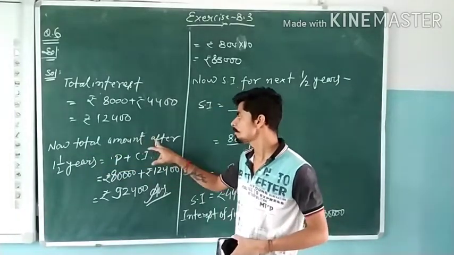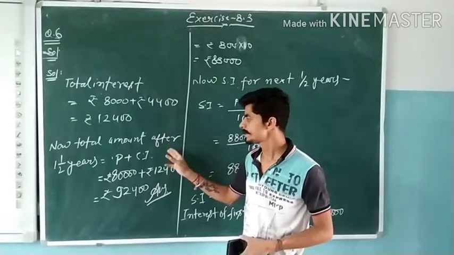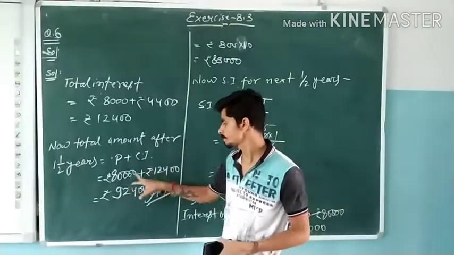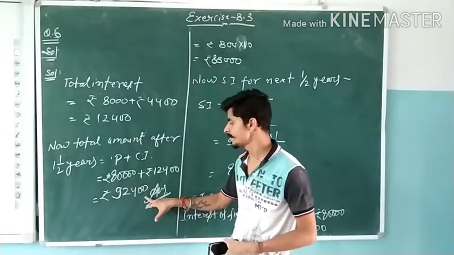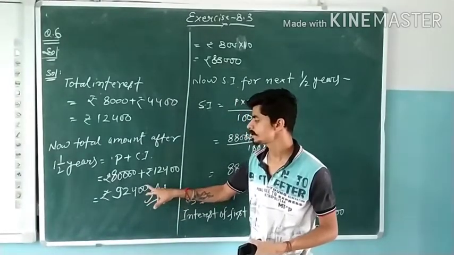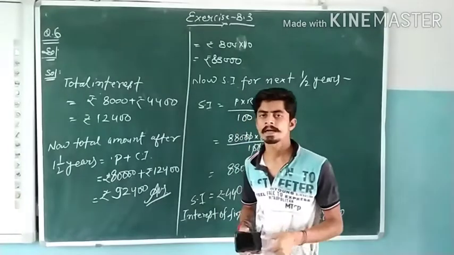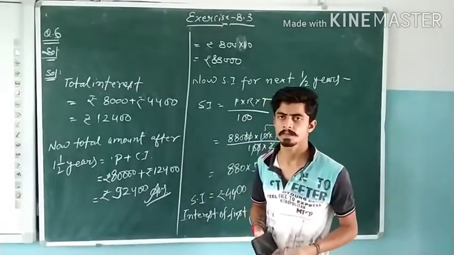Now the total amount after 1 1/2 years is equal to the principal plus the total interest. The principal and total interest will be added and we get 92,400 rupees. This is the amount we get after 1 1/2 years. So that's all the solution of question number 6, first part.